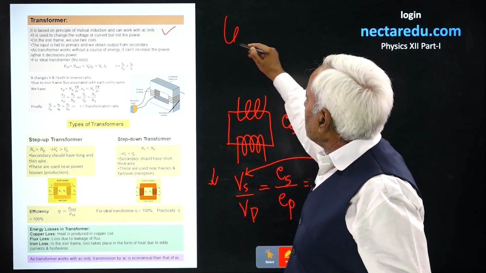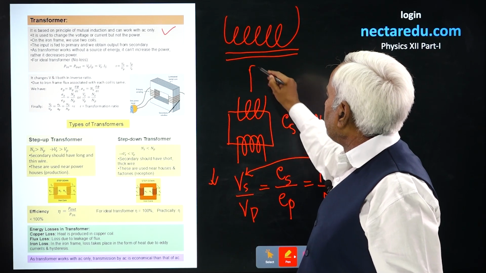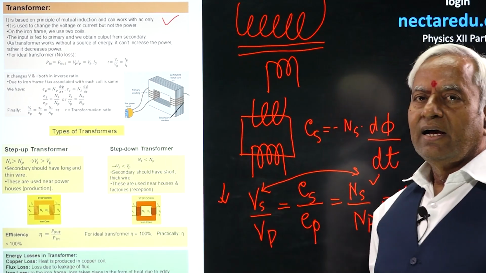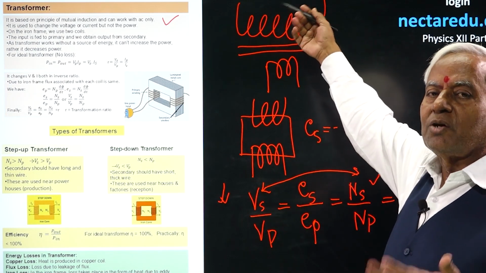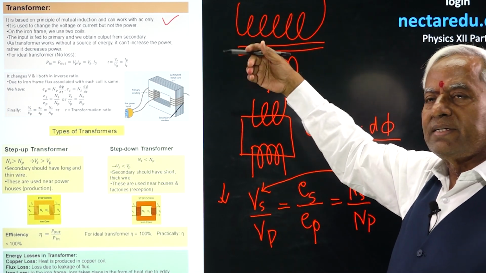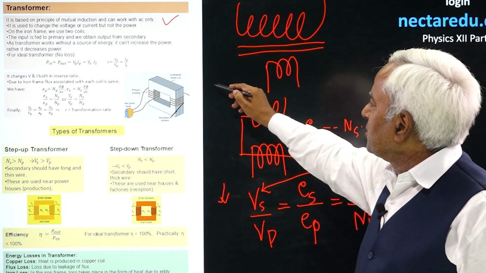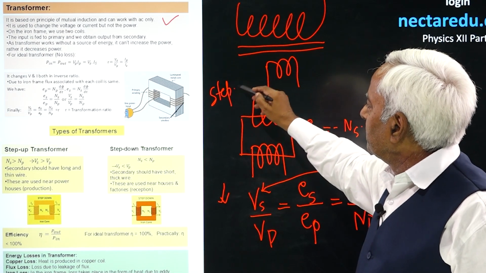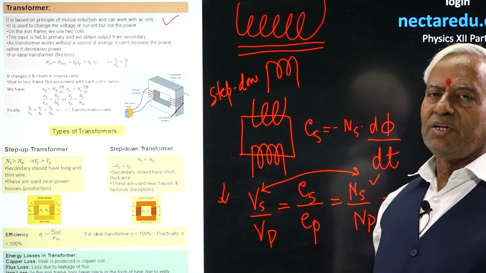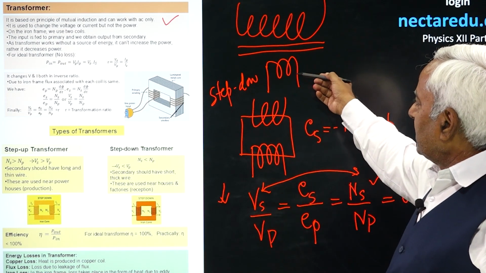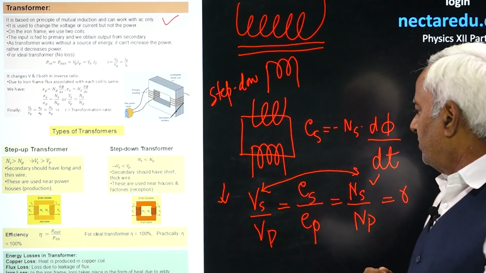And to show a step up, we'll have to use this kind of symbol in which the primary will be having thick wire and fewer turns, whereas the secondary will be having a taller coil. That means the number of turns will be greater. This will be long and thin wire. This is a step up transformer. Similarly, in a step down, you'll have the reverse case. Secondary is going to have thick and short wire. Primary is going to have long and thin wire.